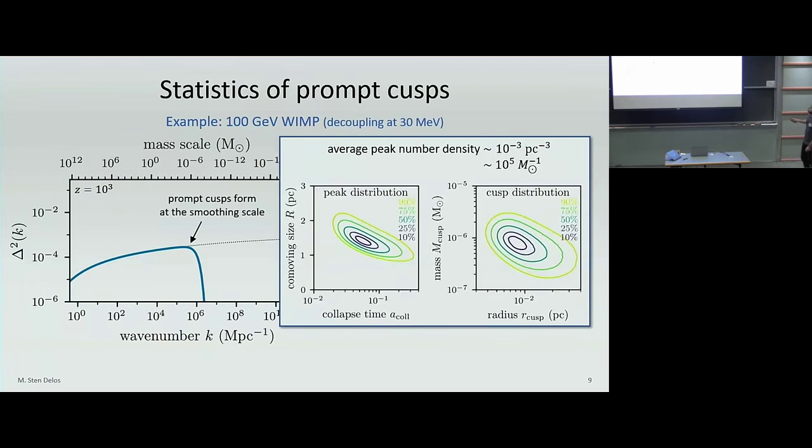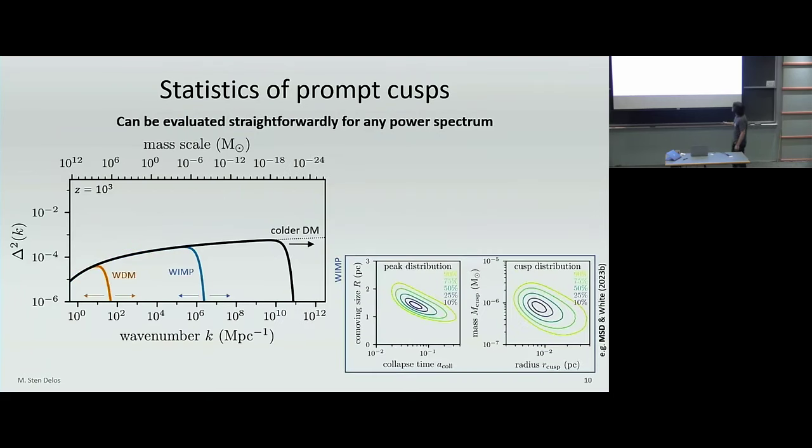And so you just run that peaks calculation. You get a distribution of peaks, so in co-moving size and collapse time. And then you can just use this association with the prompt cusps to say what's the distribution of cusps in mass and radius. So I don't want to dwell on those numbers too much, just an illustration of what that calculation gives you.